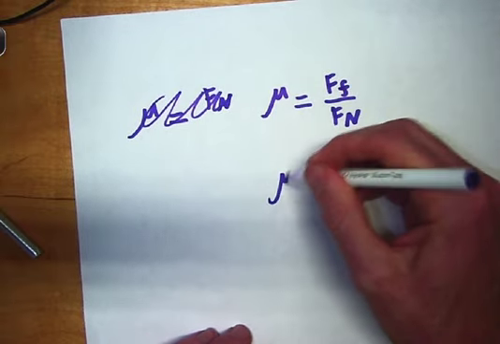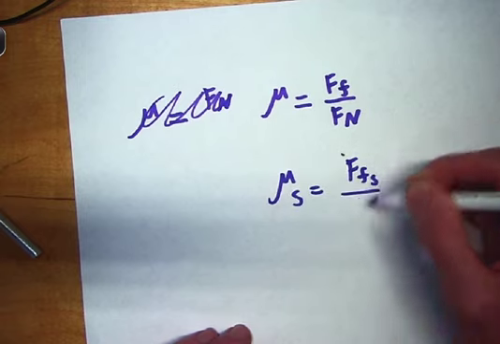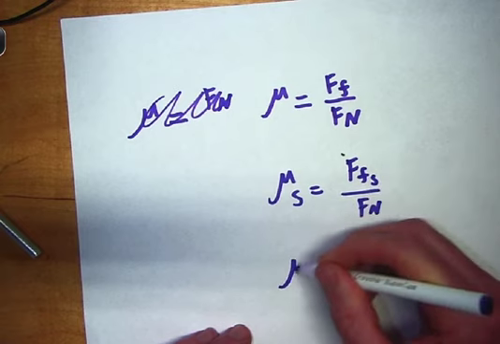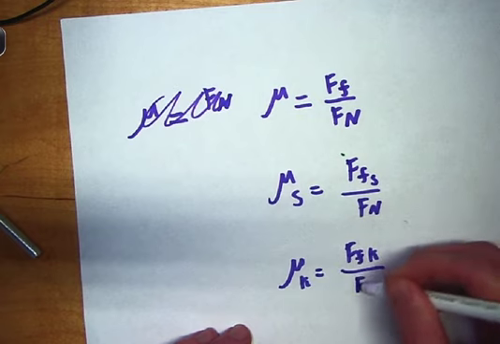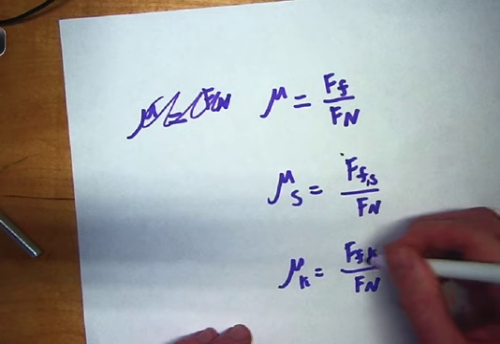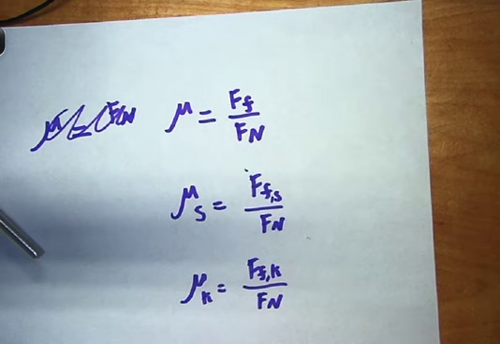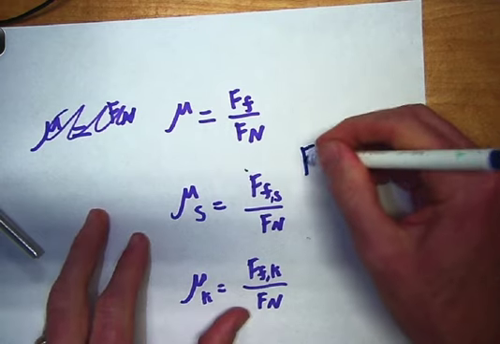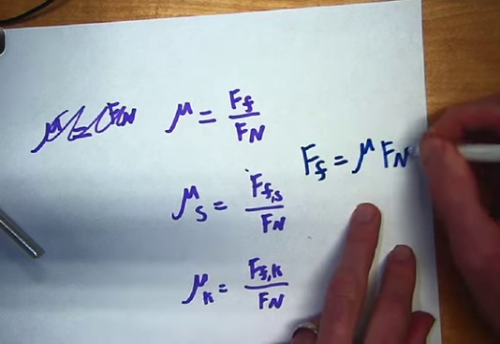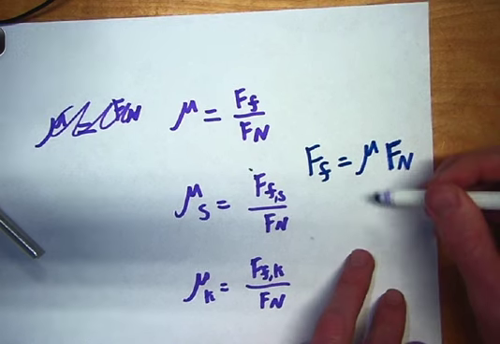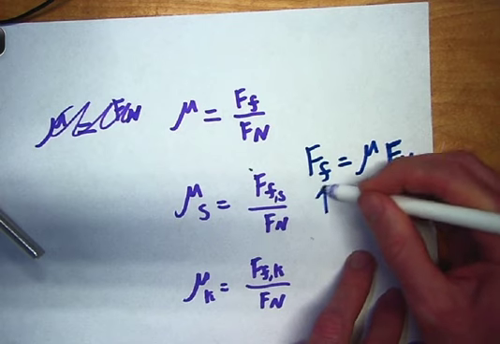Of course, the coefficient of static friction would be your static friction force divided by the normal force. Or your coefficient of kinetic friction could be your kinetic friction force divided by the normal force. Sometimes it's nice to put a little comma in there. A more standard way to write this formula, and that's why I had to hesitate for a minute, is writing the friction force as a product of the coefficient of friction and the normal force. So if you're doing problems and you're given the coefficient of friction and the normal force, you can calculate the friction force.